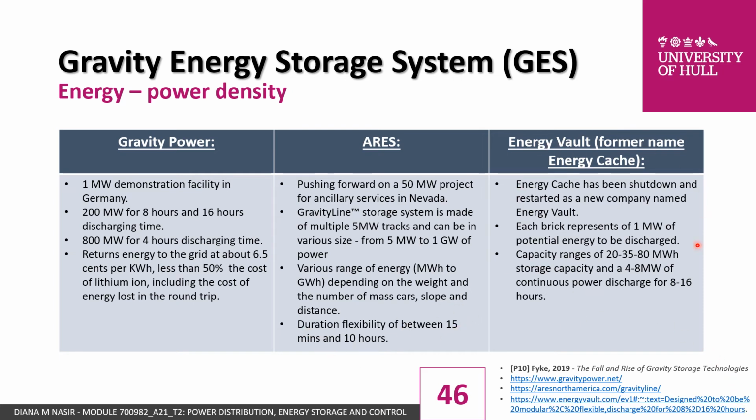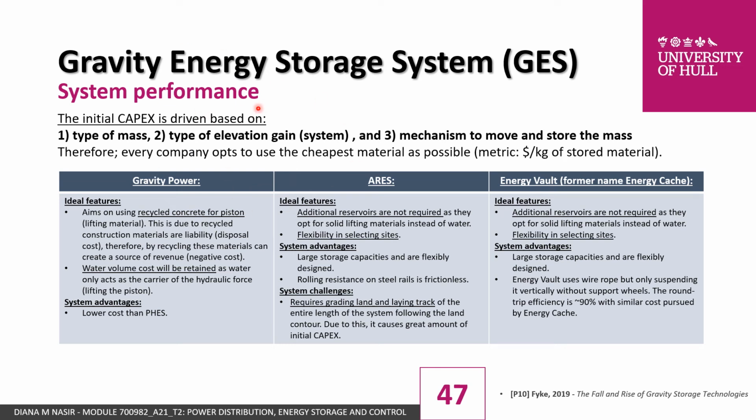For the energy vaults, which lift suspended mass, each brick represents about 1 megawatt-hour of potential energy to be discharged, and the capacity ranges between 20, 35 to 80 megawatt-hour storage capacity, and between 4 to 8 megawatts of continuous power discharge for between 8 to 16 hours of discharging time. To make the GES system more feasible than the pumped hydro system, the driving factor is mainly the control of the initial capital expenditure, which can be determined based on the mass type, the elevation gain, and the mechanism that is used to move and store the mass.